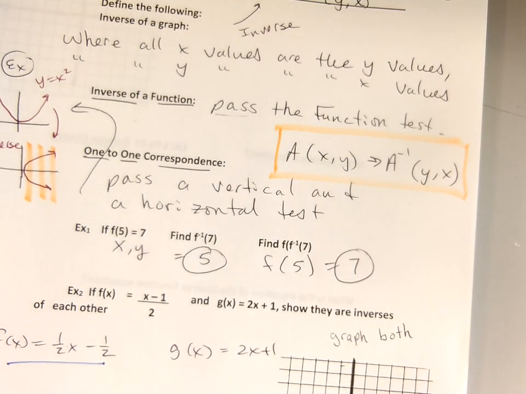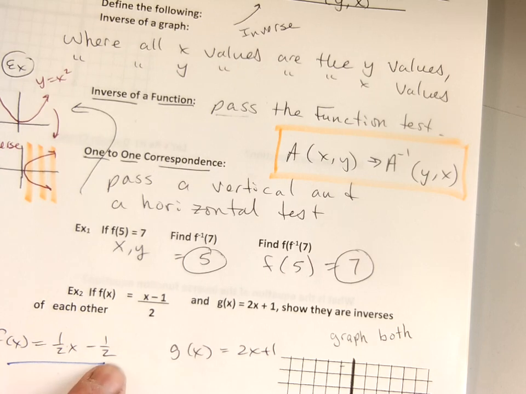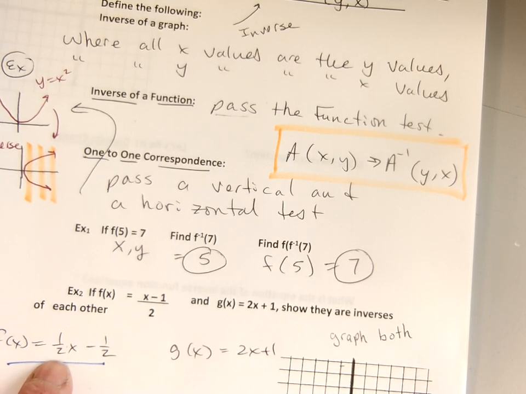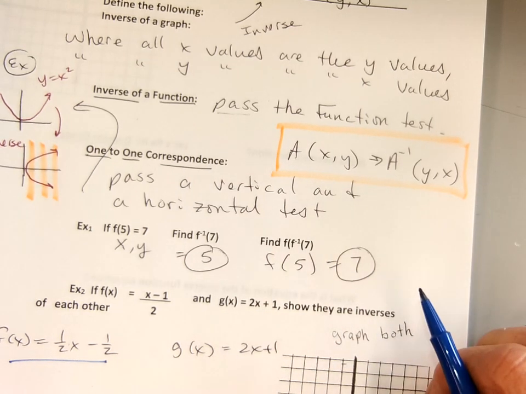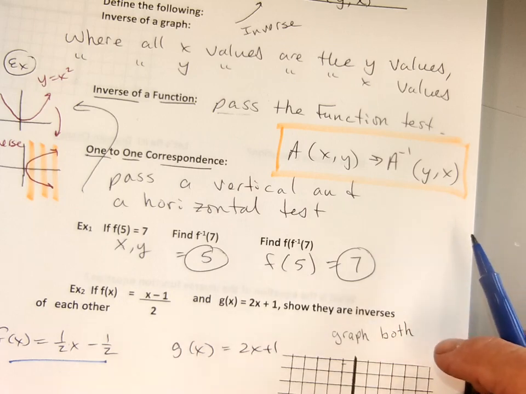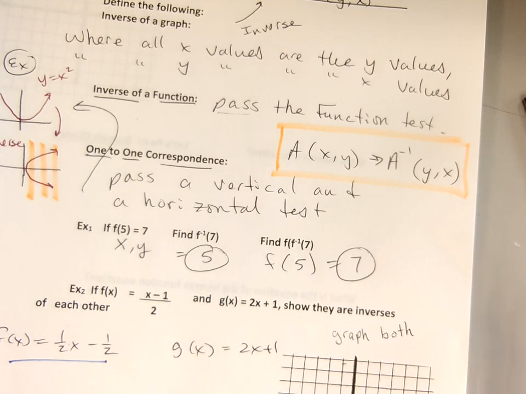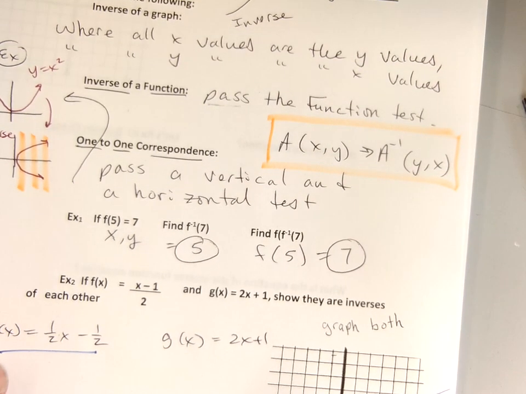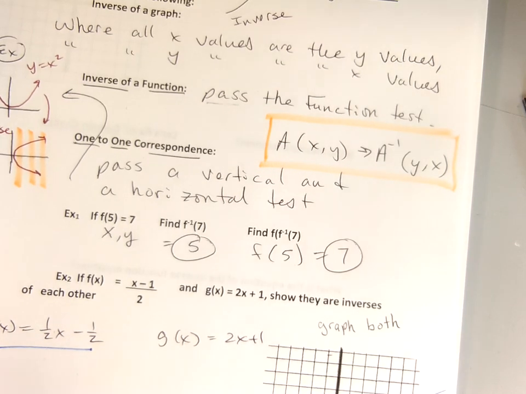I'm going to start at negative 1/2, right? And then my slope is up 1 over 2, up 1 over 2, up 1 over 2. Okay, there we go. Almost missed that point, but there it is. Okay, there's f of x. Let's graph g of x.